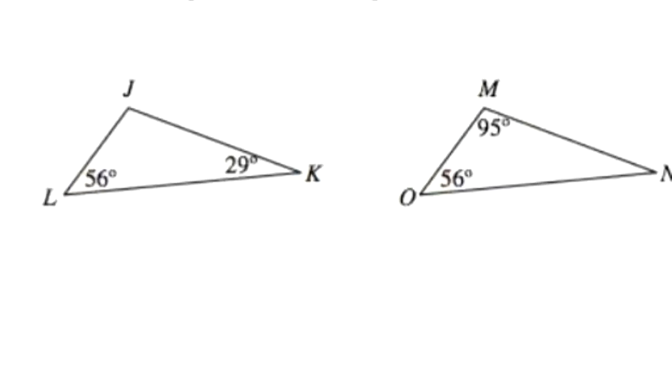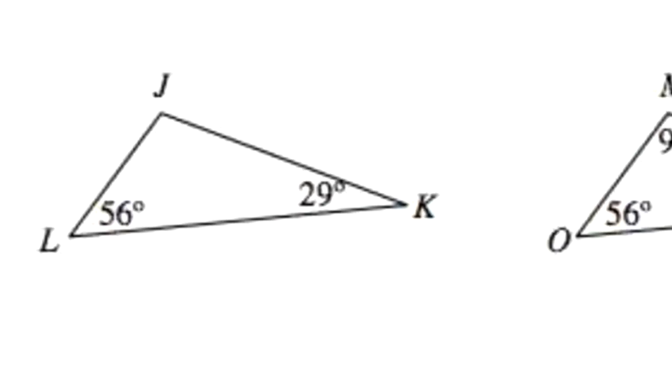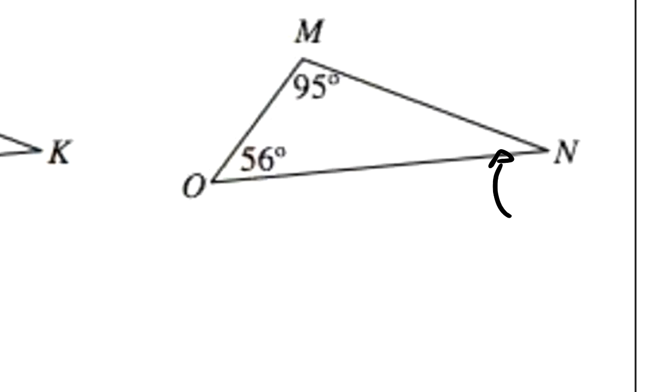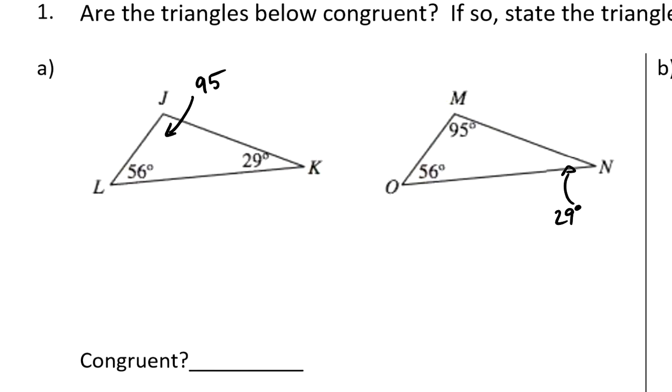So when you look at this, although it is true that the triangle angle sum theorem does force angle J to be 95 degrees, and it also forces angle N over here on the other side to be 29 degrees, right? That's still just information about the angles. So the problem with that is if it's just angles only, we don't know if the triangles are congruent or not. They certainly are similar, right?